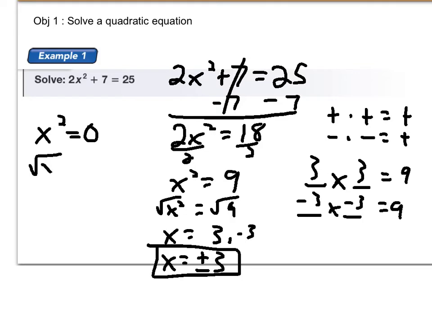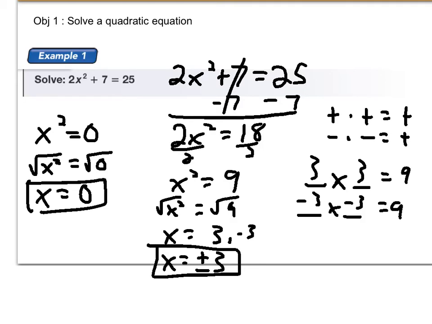And I know I'm supposed to take the square root of both sides. And the square root of x squared is x. Now I'm thinking to myself, what times itself equals 0? Well, 0 times 0 is the only thing that equals 0. And since there's not a positive and negative 0, there's only one answer. Okay, I can't have negative 0. That's not possible. So this equation only has one answer.